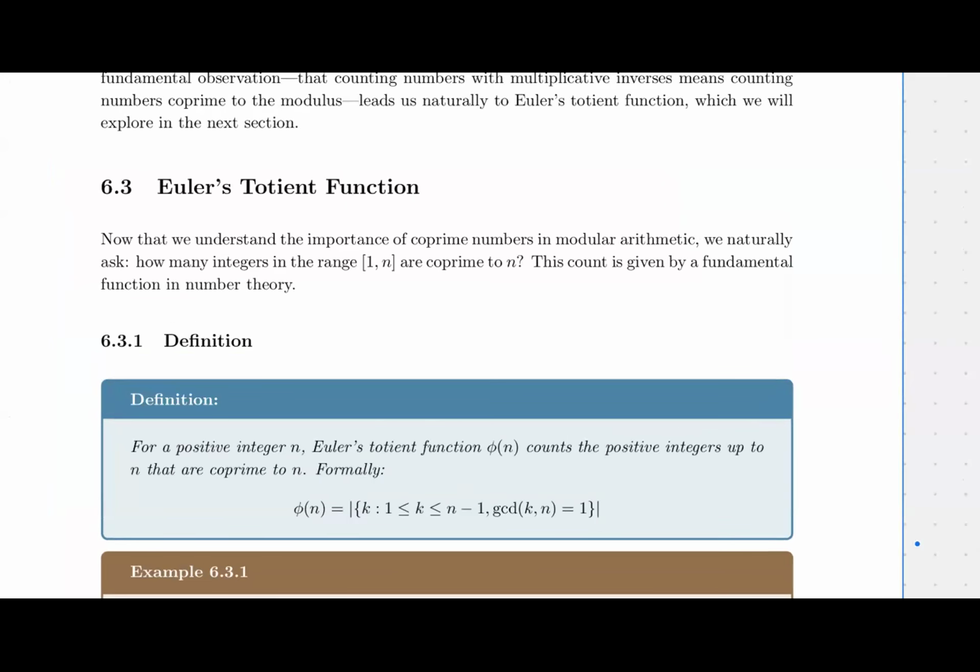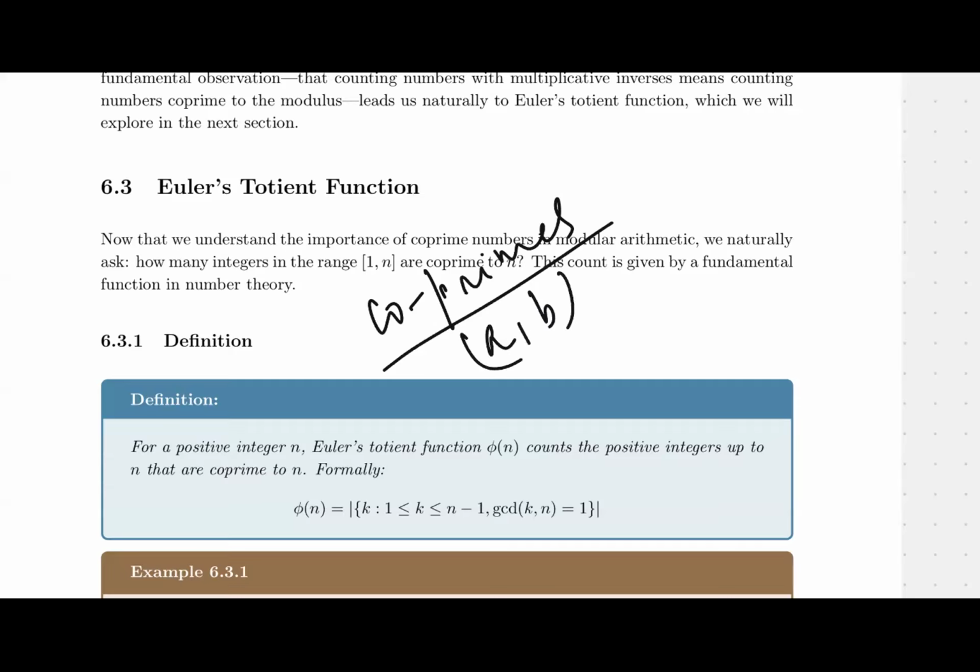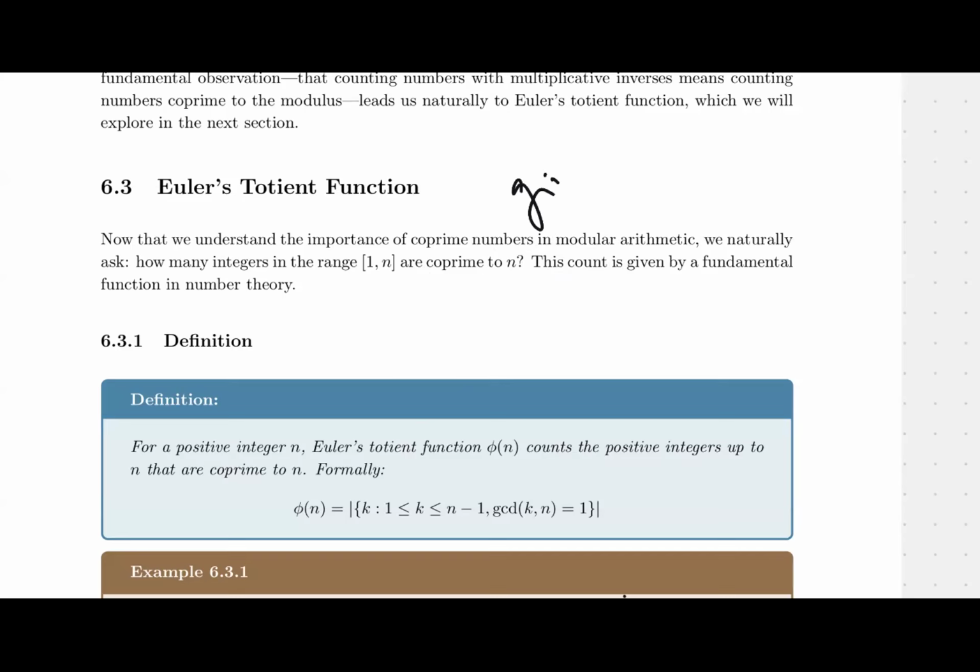In number theory, I think you all know what coprimes are. Coprimes are any numbers, let's say A and B, such that GCD of A and B is equal to 1. Obviously, given a prime P, if P is a prime, every number less than P is coprime to P, right?